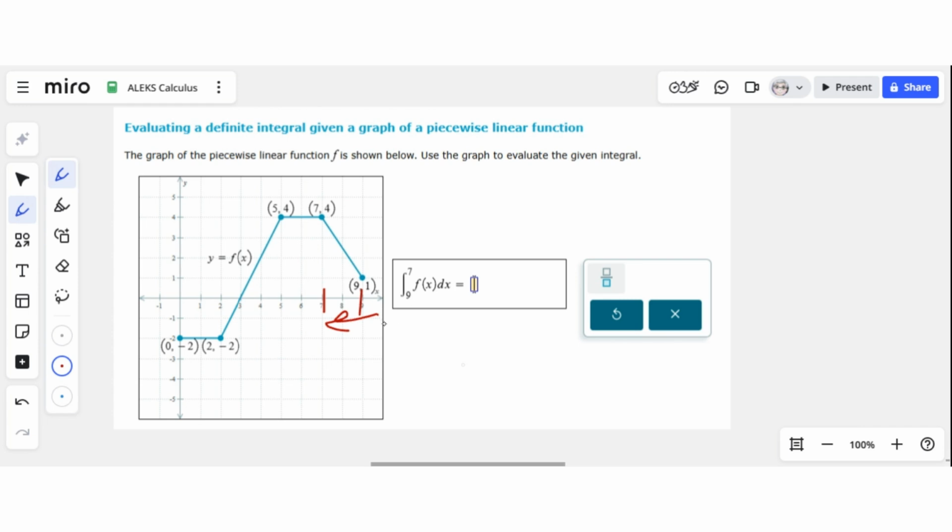So what is this going to be? Well, let's figure out the area of this piece. I've got, let's call this a 2, 3 triangle here. So that is going to have an area of 3. 1/2 times 2 times 3 is 3. And then we've got 2 more boxes there. So that is 5. So this is going to be a -5. So that's a little bit of work with evaluating definite integrals on these piecewise linear functions.